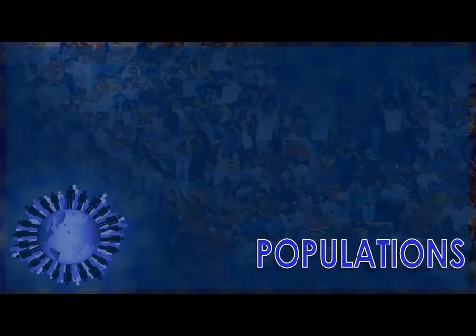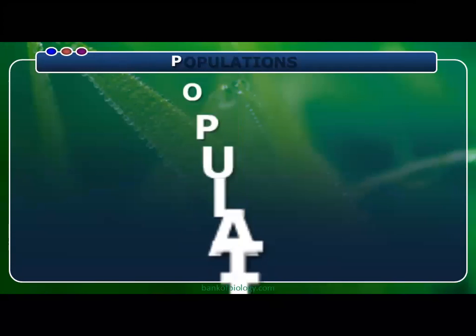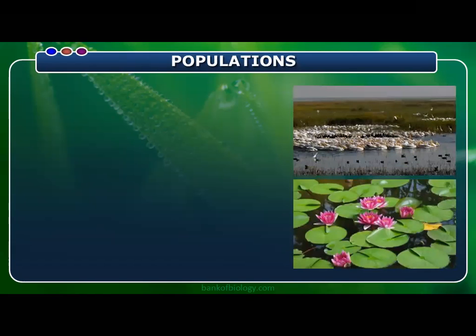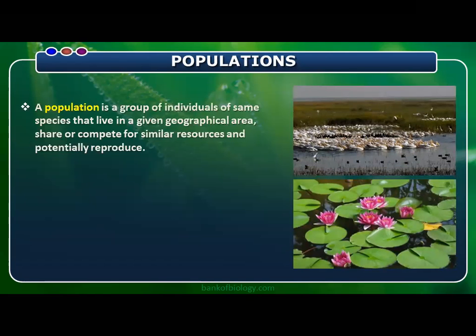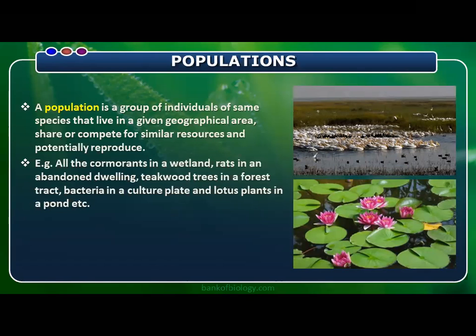Human population, rat population, likewise. A population is a group of individuals which belong to the same species. That you should understand first. A population is a group of individuals of the same species that live in a given geographical area, share or compete for similar resources, and potentially reproduce. We can define it like this.